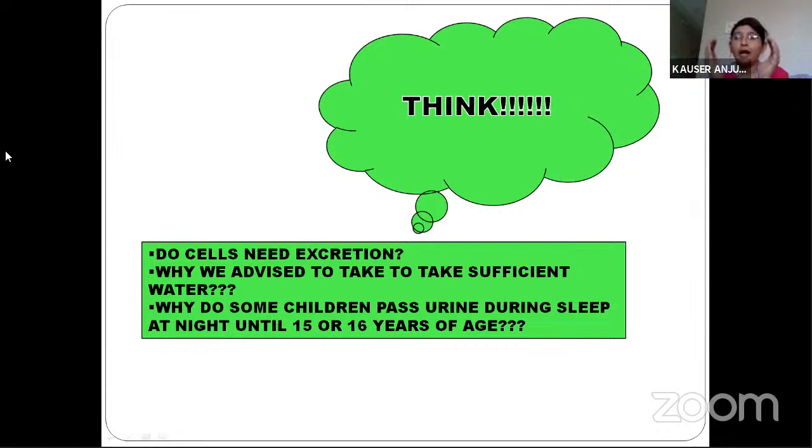When the urinary bladder size is small, but they are growing, then what happens? They cannot hold much quantity, or that urinary bladder cannot hold much quantity of urine. And as the urinary bladder cannot hold sufficient quantity of urine which is produced by that body, then automatically it is excreted out. This is the second reason, children.